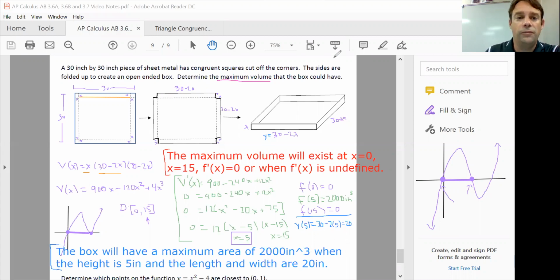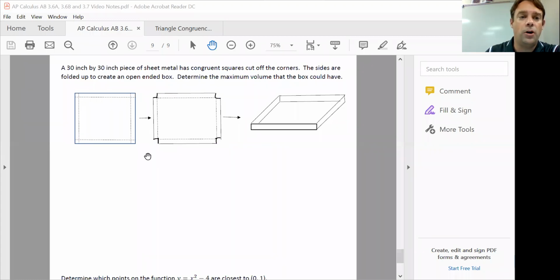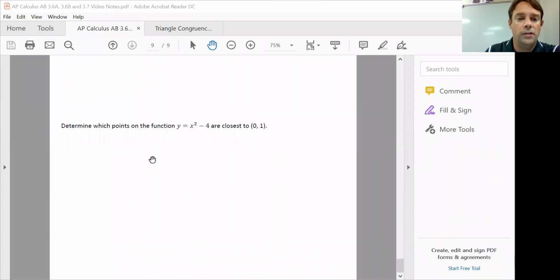All right, we got one final problem here. One final problem on the day. Determine which points on y squared minus 4 are closest to 0 and 1. So let's see if we actually can figure out what this even looks like. We got a graph.